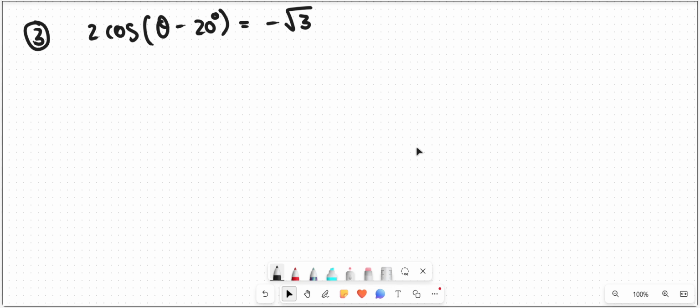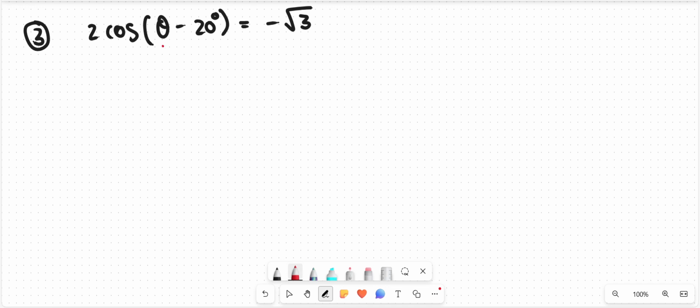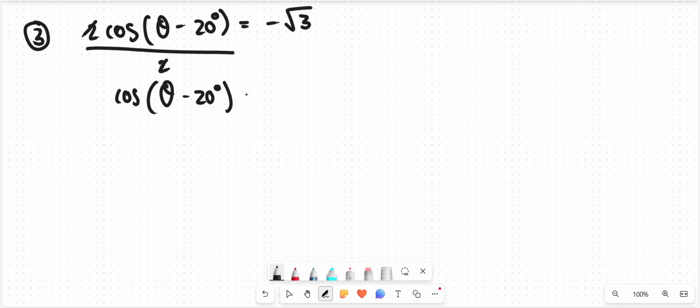Alrighty, so in this example, we are noticing that our angle is being subtracted by 20 degrees. That's what's different in this example. Our angle is being added and subtracted by something. But we do not start panicking. We just get rid of that 2 that is multiplying the ratio. So we'll end up with cos of theta minus 20 degrees. We're dividing by 2 on both sides. So this is negative root 3 divided by 2.